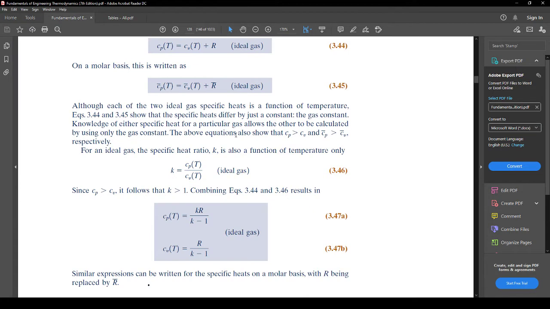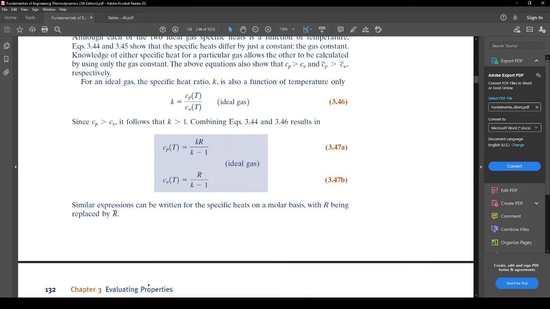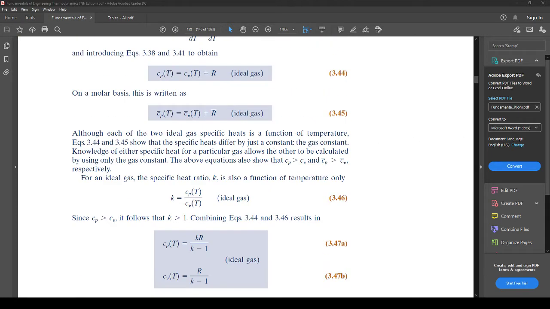A lot of this stuff isn't really that useful. I don't remember ever using something like this. But this right here is probably something to note. K is equal to the specific heat ratio, so Cp over Cv. This was an equation listed beforehand in a previous section, but to reiterate it now, this is the specific heat ratio.